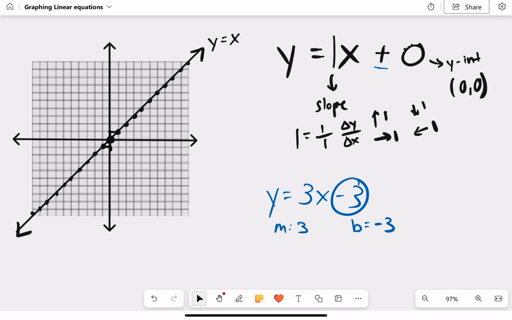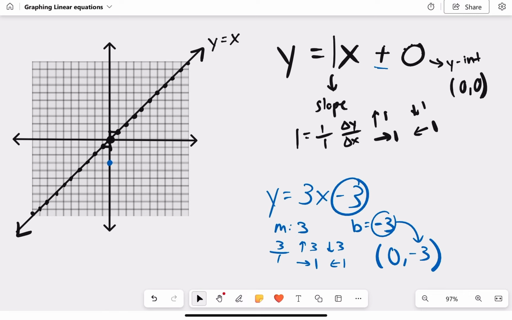Okay, so we know our slope is 3, and 3 as a fraction is equal to 3 over 1. So when y goes up by 3, x goes right by 1. And vice versa, you can go down by 3 and left 1. Okay, and now for our y-intercept, right? Let's put it into the point. So x is always 0, and then our y is -3. So now for this line, we have the point 0, -3.